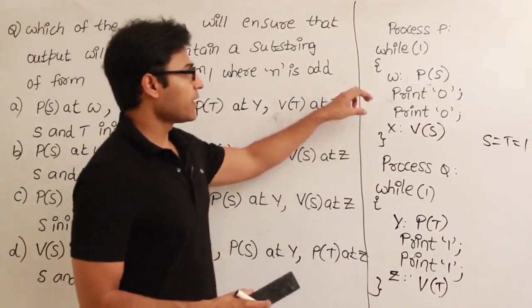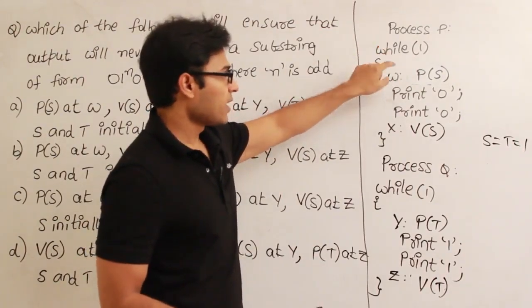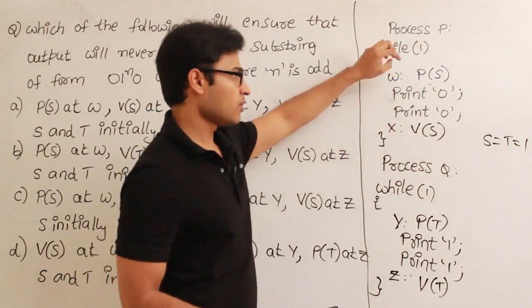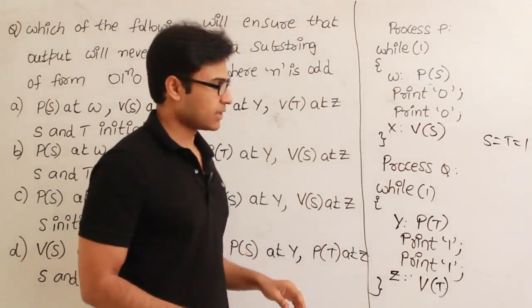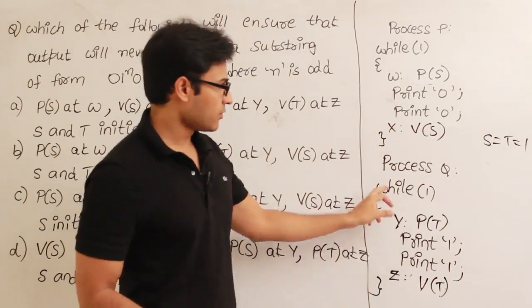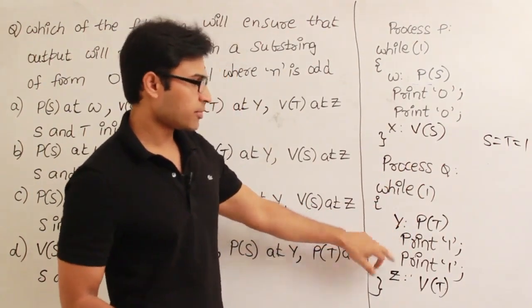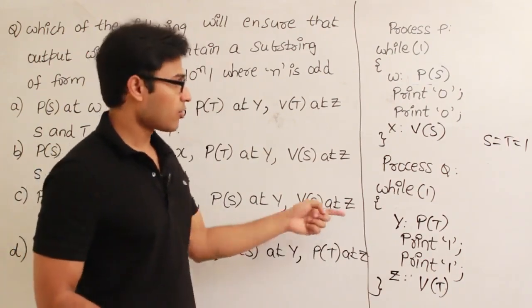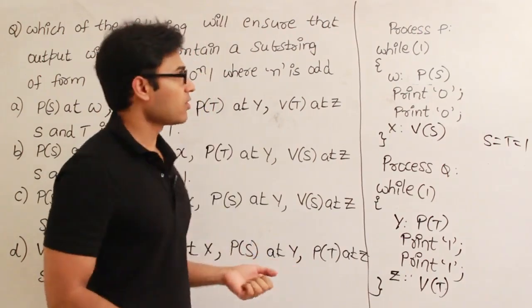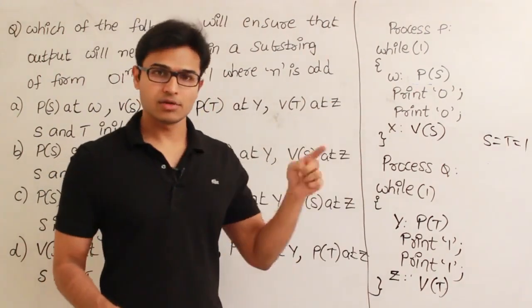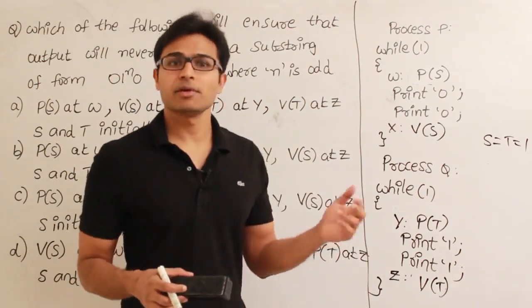Process P can enter this printing loop only when it can take control of S, and S has an initial value of 1, therefore process P can enter this printing sequence any time it wants. Similarly, process Q wants control of T before it can enter the printing sequence, so process Q can also enter this loop any time it wants. Both P and Q can enter the while loop any time, and inside the critical section they could even get preempted.